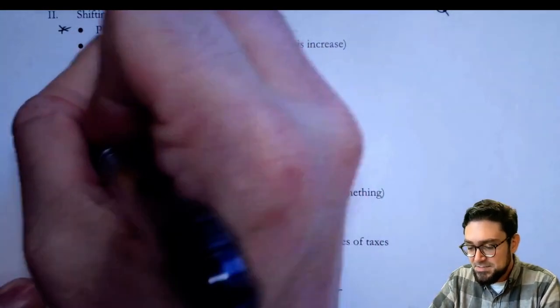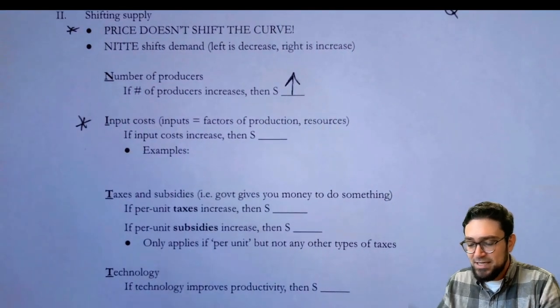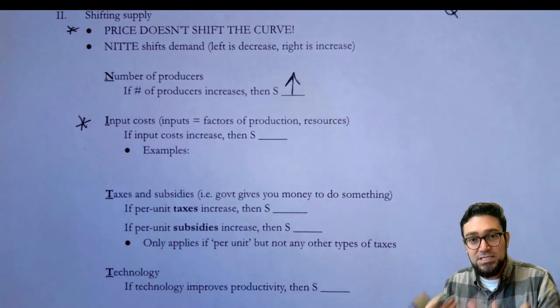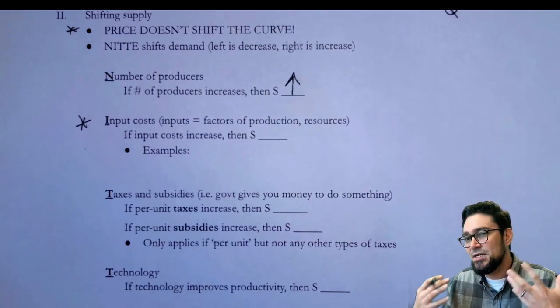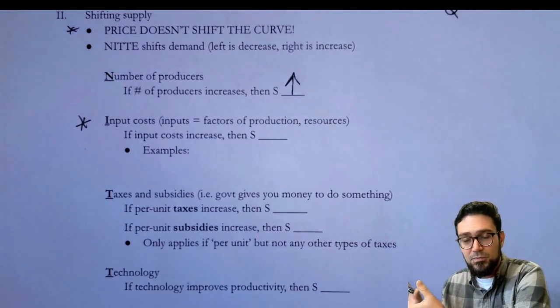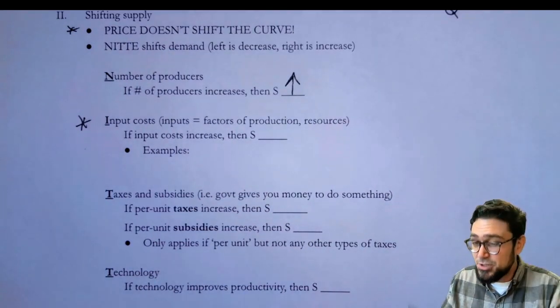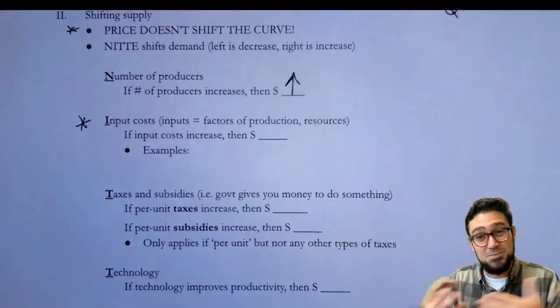Input costs. This is by far and away the most common one, so put a star next to it. You've got to know that one. It's really important. Inputs are resources. They're the factors of production. So if the costs of the things that you need to produce are going up, then it's going to be more expensive to produce, and it's going to lead you to produce less because it's more expensive.